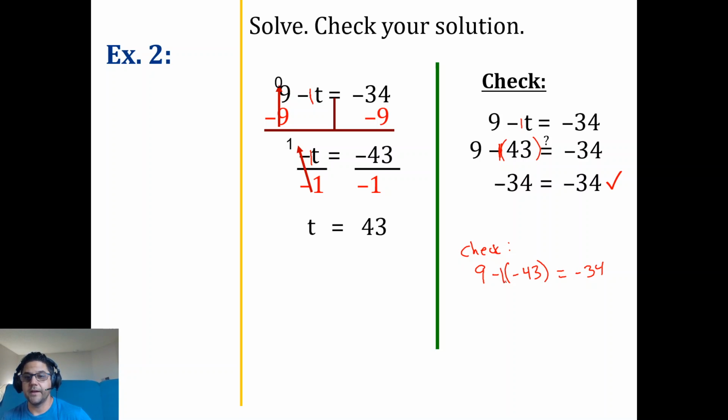Maybe I have the 1 there. So that really becomes 9 plus, because negative times negative is positive. Well, if I add those together, I really get 42, which is not equal to negative 34. So again, be really careful with your signs. If they thought it was negative 43, when they checked it, they'd be like, okay, I made a mistake. I need to go back and figure out what happened. I got to be careful of those negative signs.